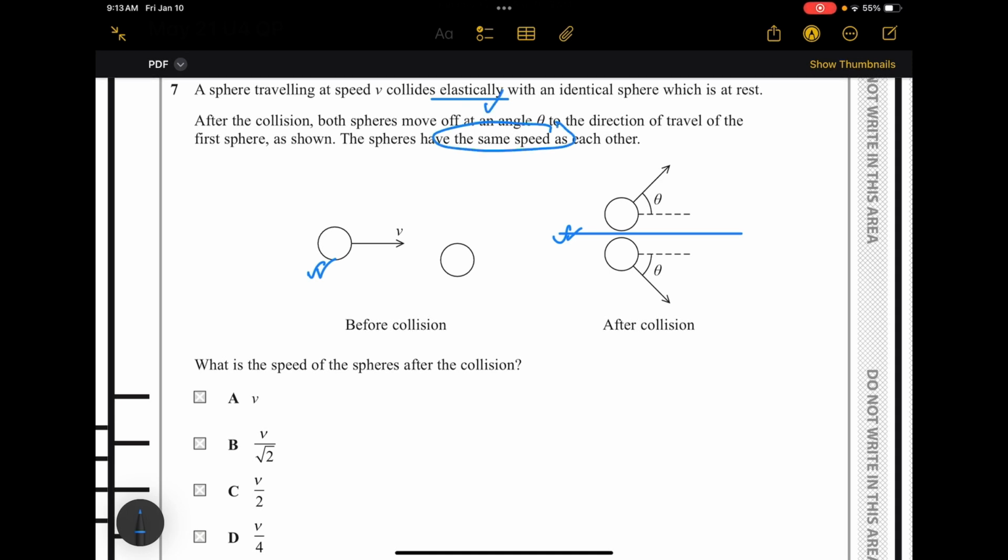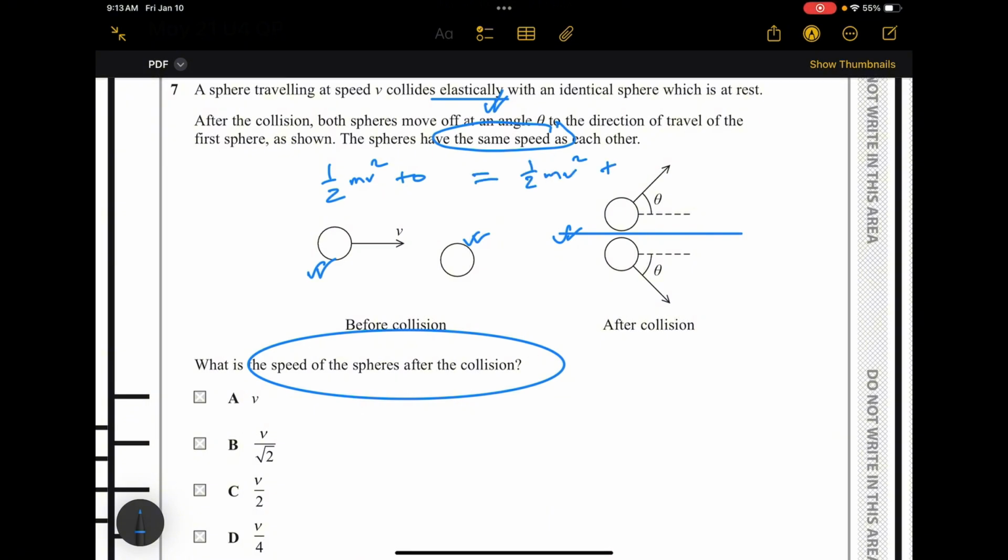Okay. So as the kinetic energy is conserved, we can calculate the speed of the spheres after the collision using the kinetic energy formula. Now the kinetic energy will be half mv squared plus 0, because this has no velocity, equals half mv squared plus half mv squared, the kinetic energy of both the particles. Now here if we take half m as common.